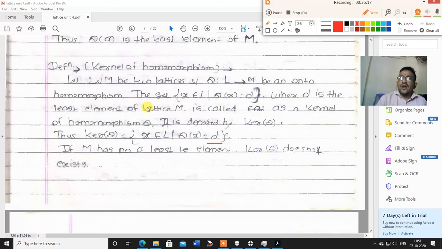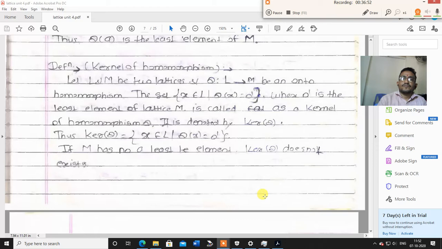This means we can define the kernel of homomorphism if and only if the codomain M has a least element. Then we can define the kernel of homomorphism. Otherwise we cannot define it. So if M has no least element, we can say that the kernel of homomorphism does not exist. Which is important here.